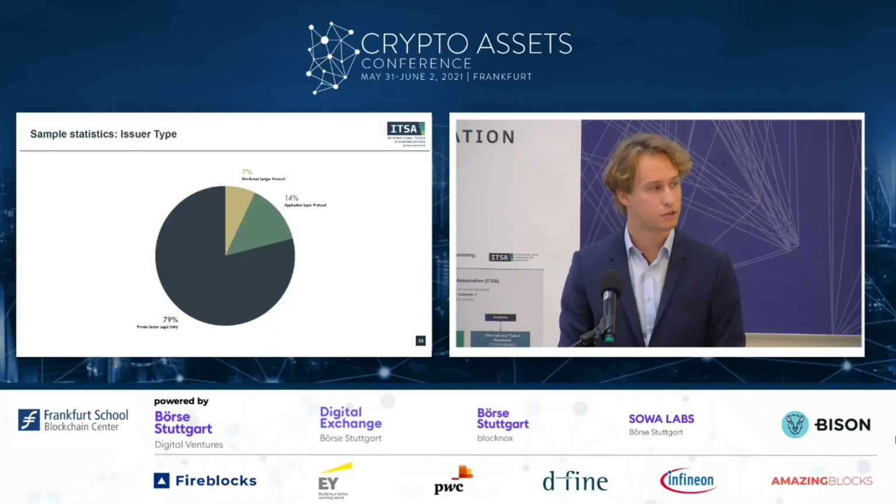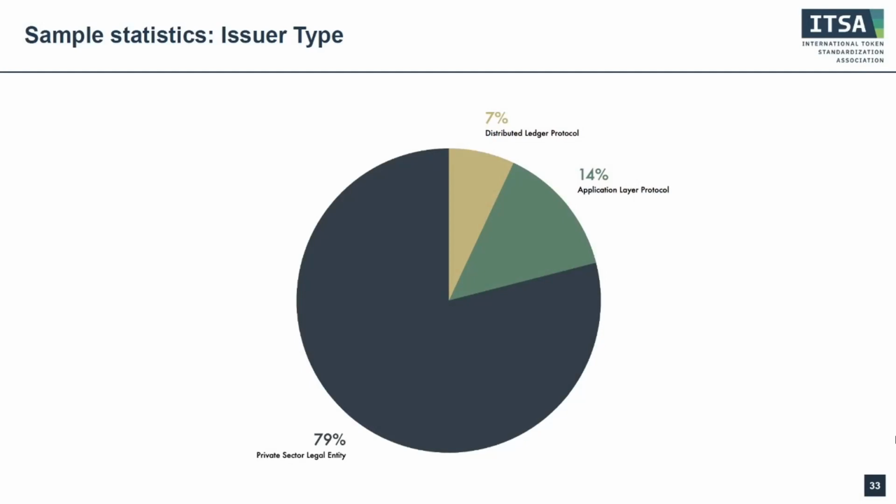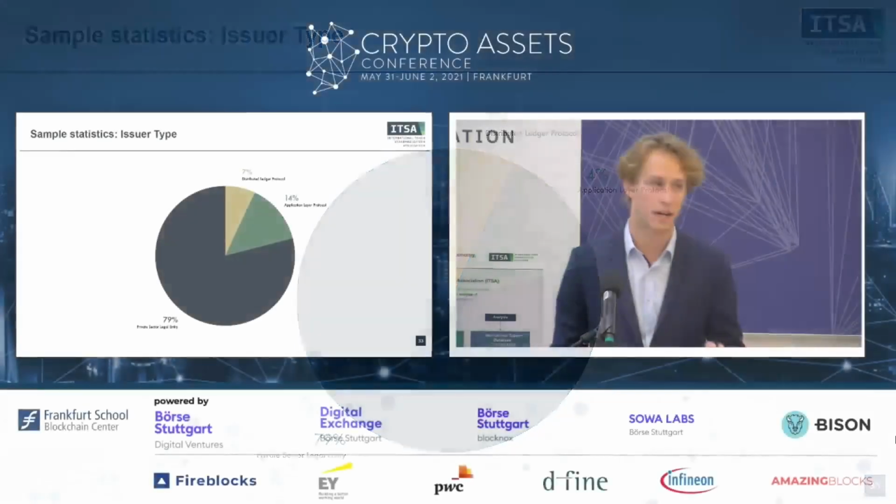Finally, we can look at the issuer type. We have 79% of these tokens issued by a private sector legal entity. And this may come as a bit of a shock, especially to the decentralized finance space, where we like to focus very much on the decentralization, and it's one of the big benefits of blockchain. And like I said, this doesn't necessarily mean that these protocols are all not decentralized. It just means that there is some form of legal entity behind it.